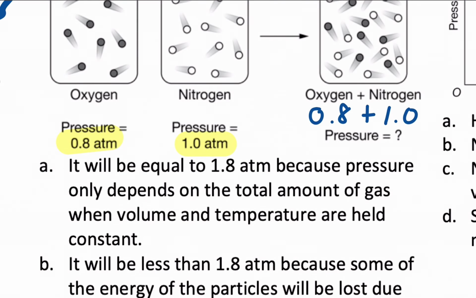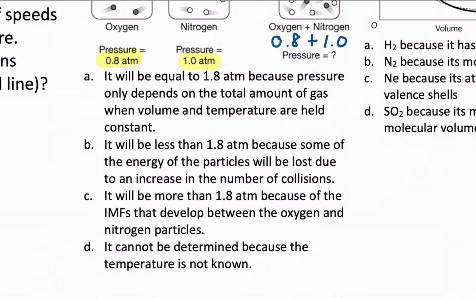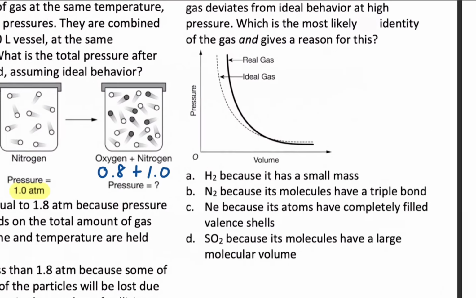Then we just add the pressures. So it can be determined. It's not more than or less than 1.8. It is exactly 1.8 because it only depends on the total amount of gas when volume and temperature are held the same. All right, one more multiple choice.